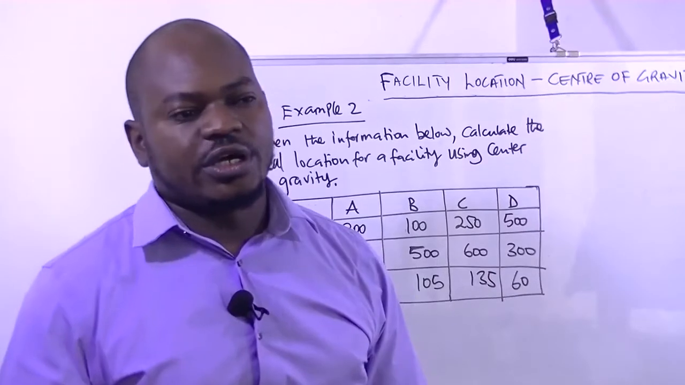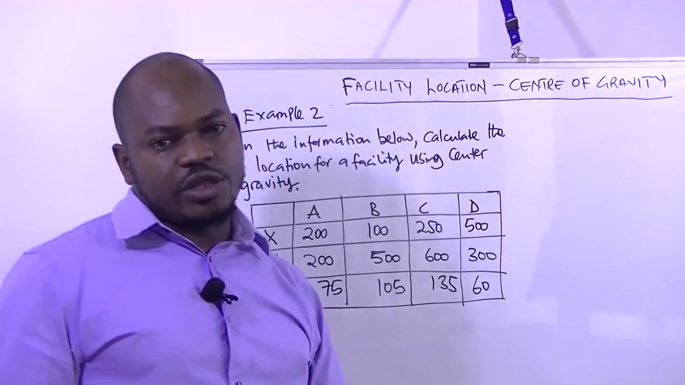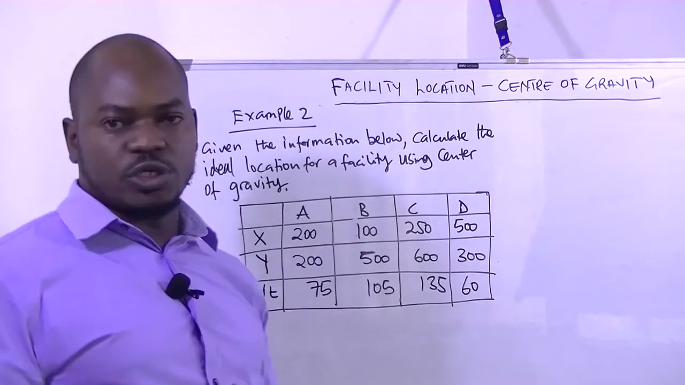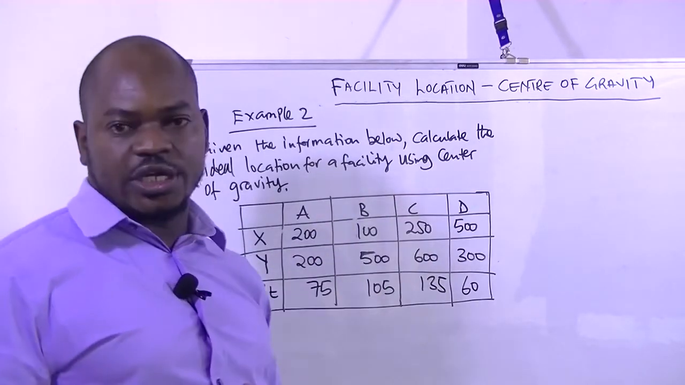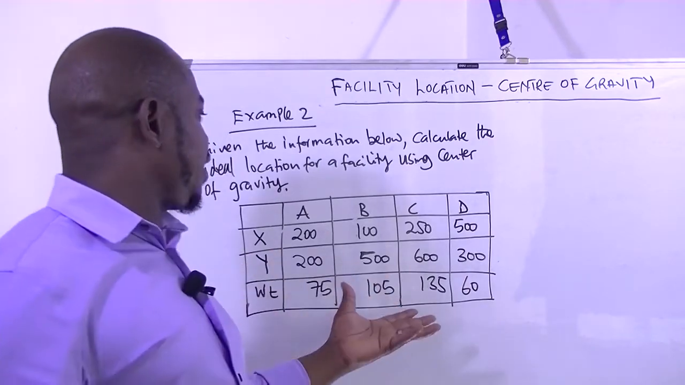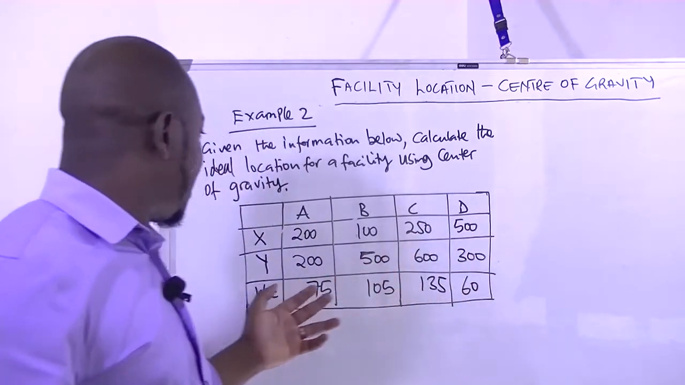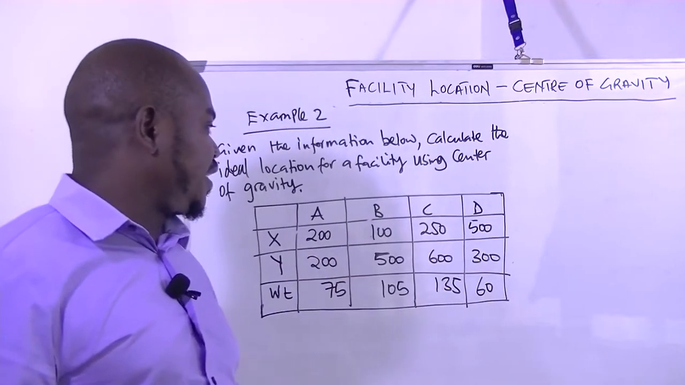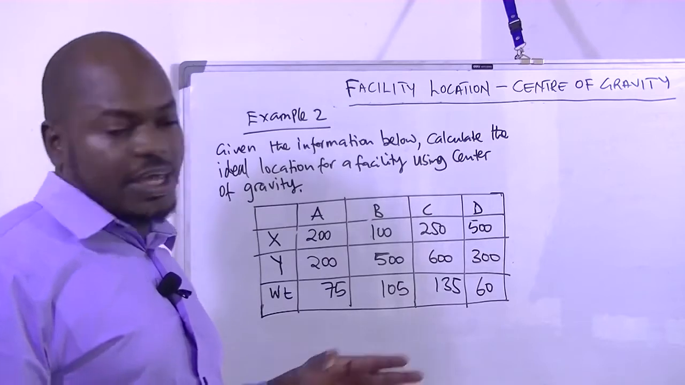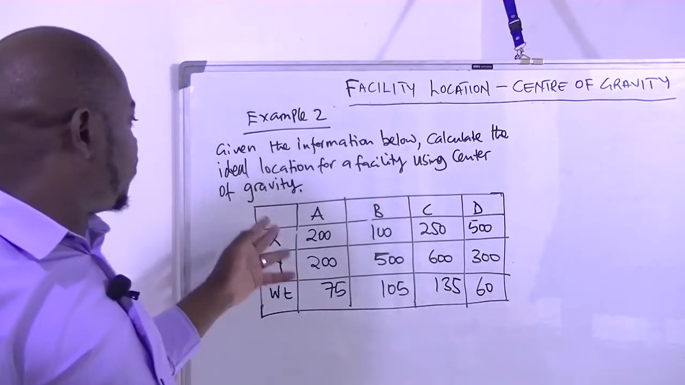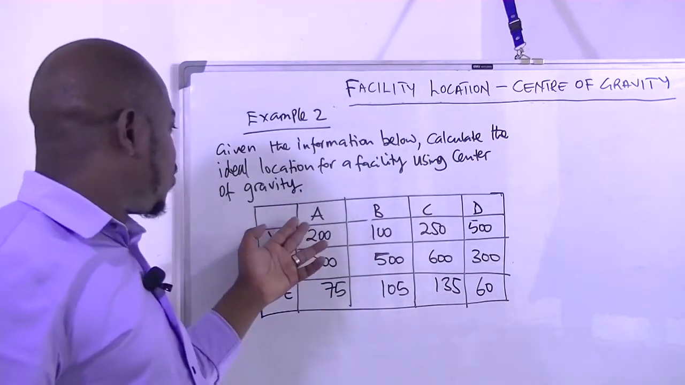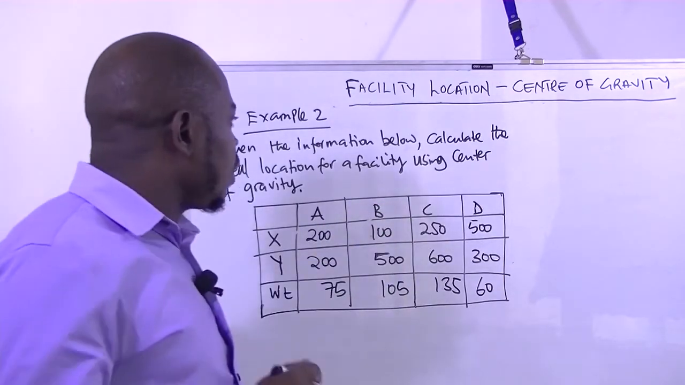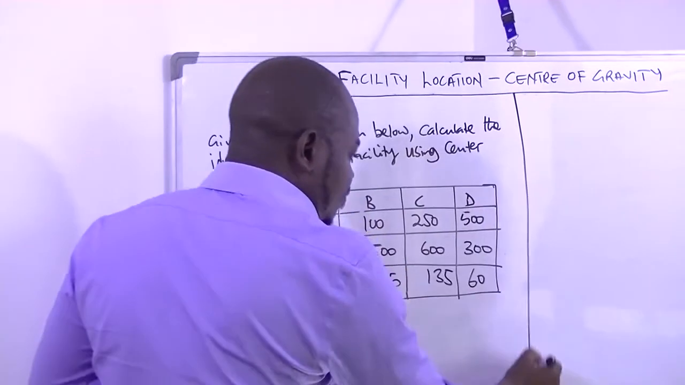Now, center of gravity: we're just trying to compute the ideal location, which is central to these four coordinates or four locations. This can be maybe a health facility. We want to put a health facility, and these are the coordinates for the villages that will surround it. So let's see how we calculate the ideal central location to meet the demands of the four locations there. With this one, the first thing is, I'll have my solution again this side.